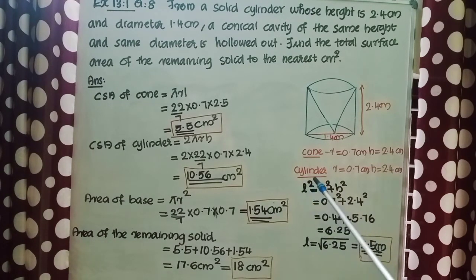The formula is L square equal to R square plus H square. That is equal to 0.7 square plus 2.4 square. That is equal to 0.49 plus 5.76. That is equal to 6.25. L equal to root of 6.25. That is equal to 2.5 centimeter. So we have got the slant height 2.5 centimeter.